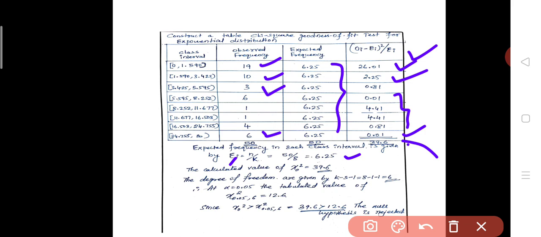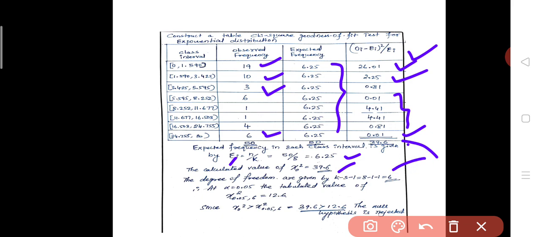This chi-square statistic value is compared with the critical value. The degrees of freedom are given by k minus s minus 1, where k is the number of class intervals and s is the number of parameters we are estimating. In the exponential distribution we estimate only one parameter, lambda cap, therefore s is 1. So it is 8 minus 1 minus 1, which equals 6.